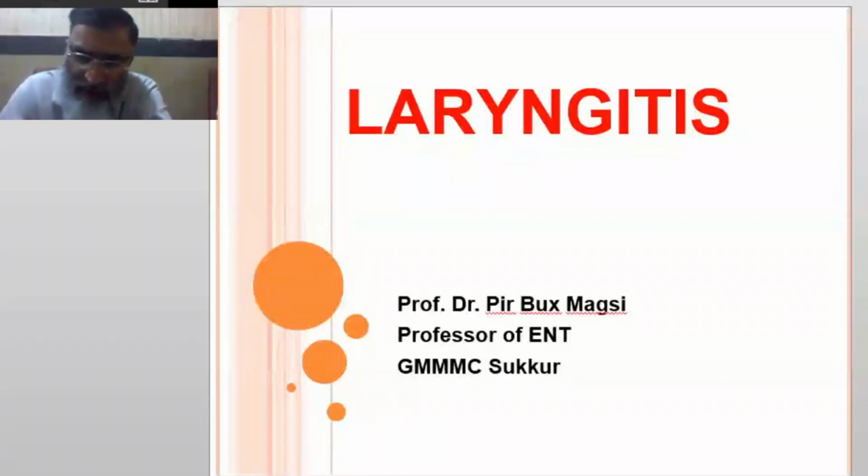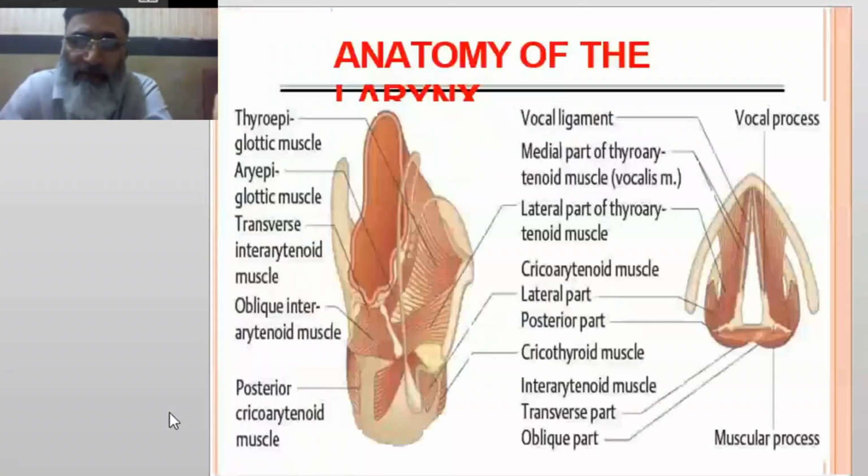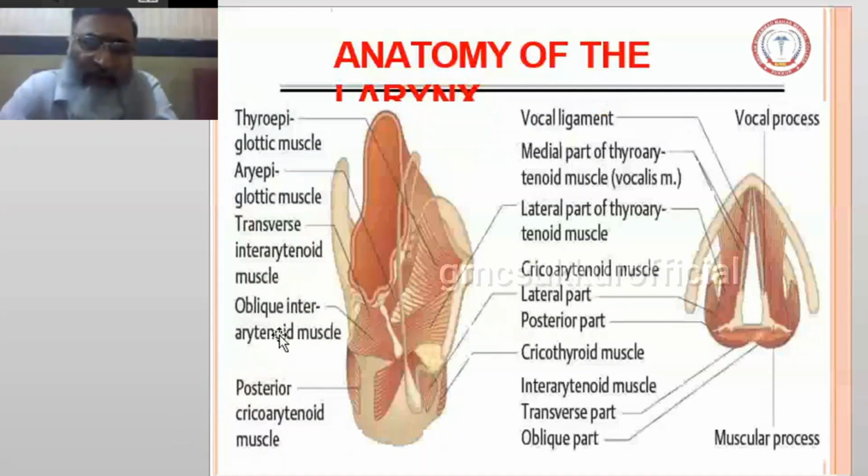Before doing so, I will put certain light over the anatomy of the larynx. Now, the anatomy of the larynx, the larynx has certain cartilages, like this one is the epiglottis. This is the cartilage of the epiglottis, which is unpaired. It is a single cartilage. It is the epiglottis. It is an unpaired cartilage.